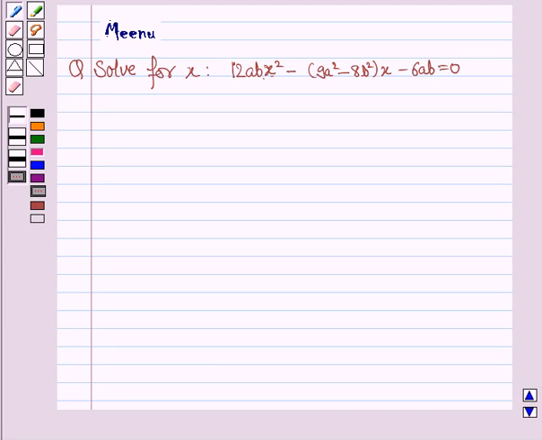Students, let's discuss the following question. It says solve for x. So we are given a quadratic equation in x and we have to solve it for x. So let's now move on to the solution.